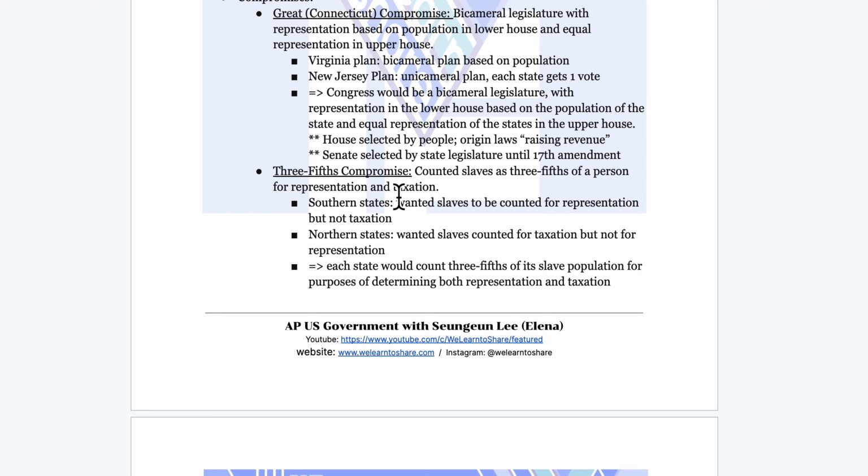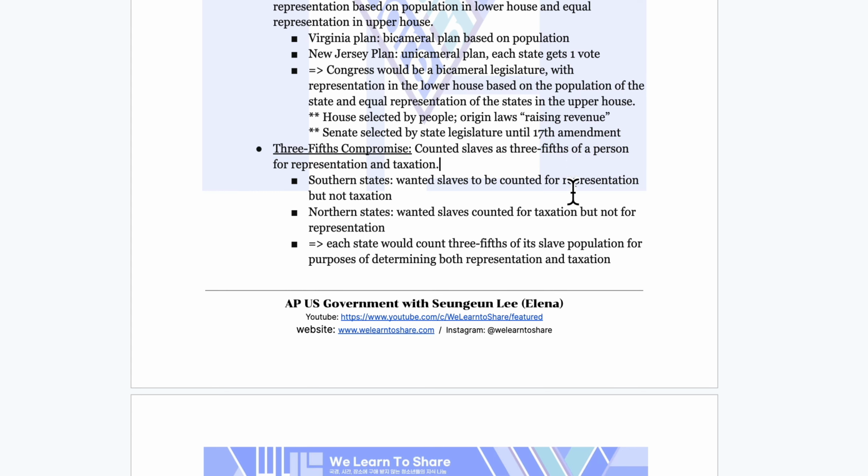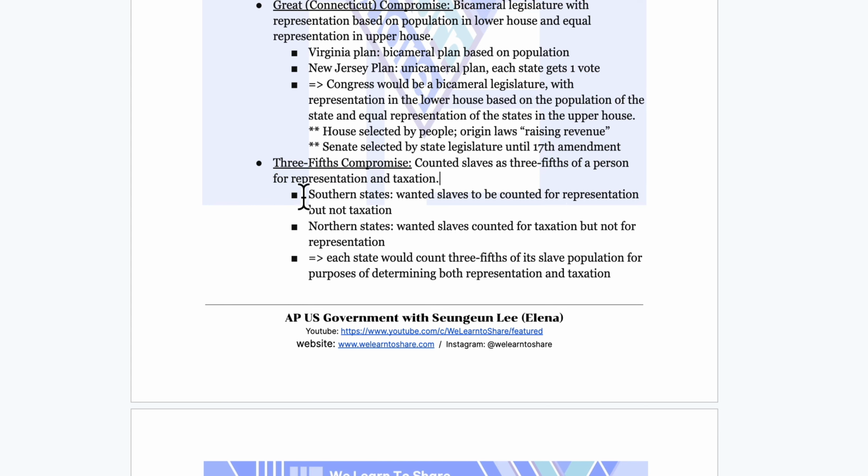Okay. And then we also had the 3/5 Compromise, which counted slaves as 3/5 of a person for representation and taxation. Again, there were two different opinions or plans that arose before this was determined. The southern states wanted slaves to be counted for representation but not taxation, while the northern states wanted slaves counted for taxation but not for representation.